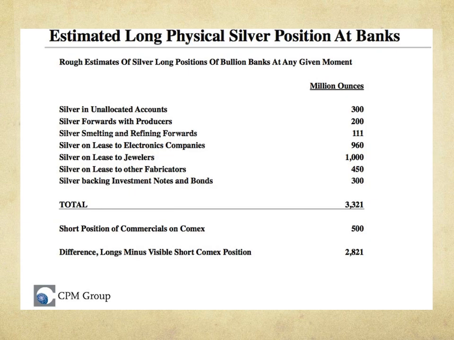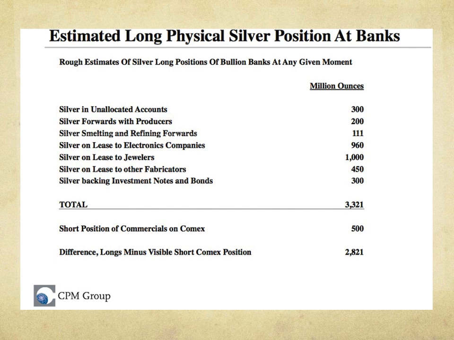An interesting one: CPM Group, Jeffrey Christian, my best friend. No, he's not my best friend. He's my arch enemy. Or he was. I don't even listen to his work anymore. Anyway, a few years ago at the Silver Summit, he put out this report to justify the silver COMEX short position. He said there's a tremendous amount of reasons why people would short silver, and he gave a list of all the estimated long physical positions at the banks. And he says that the banks own about 3 billion ounces of physical silver. I think it's completely wrong, flat out wrong.